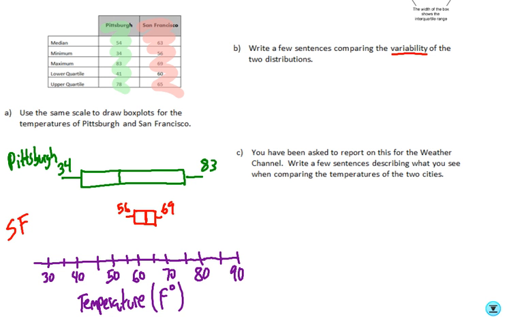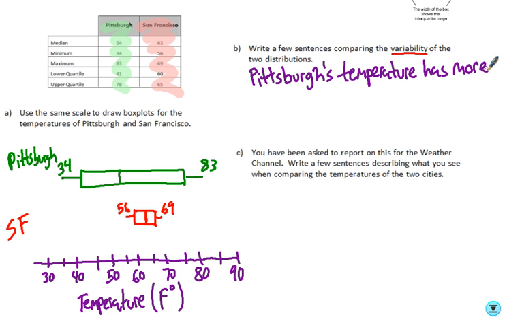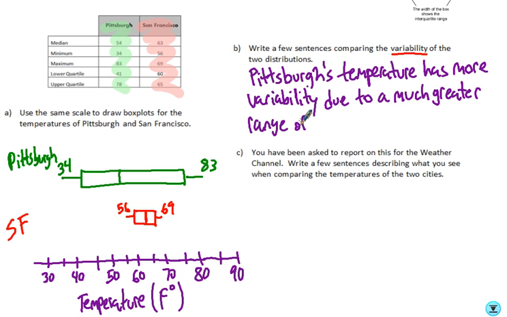So what we could say here is that Pittsburgh's temperature has more variability due to a much greater range of temperature as compared to San Francisco.